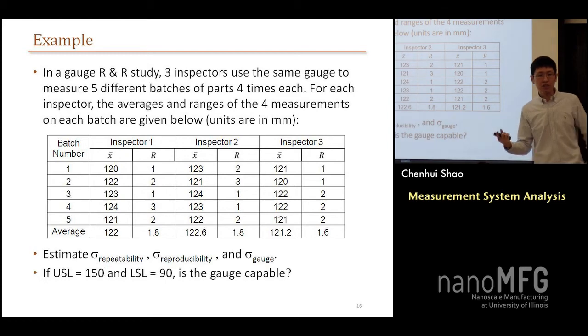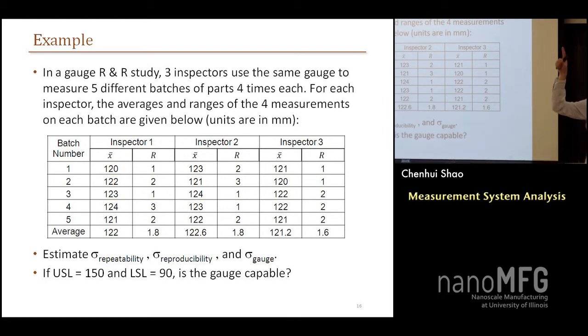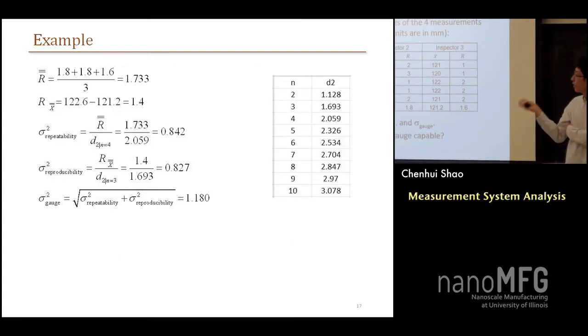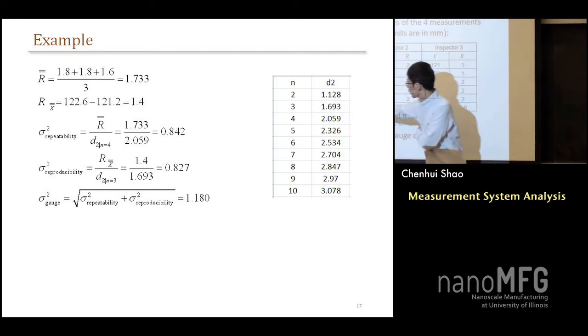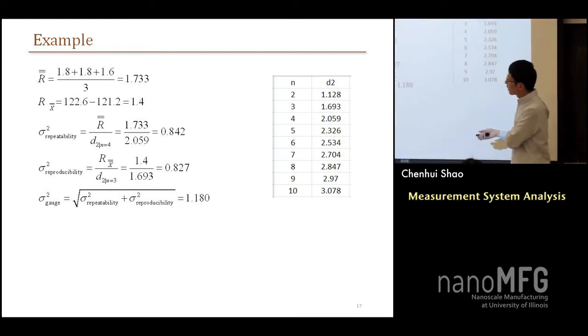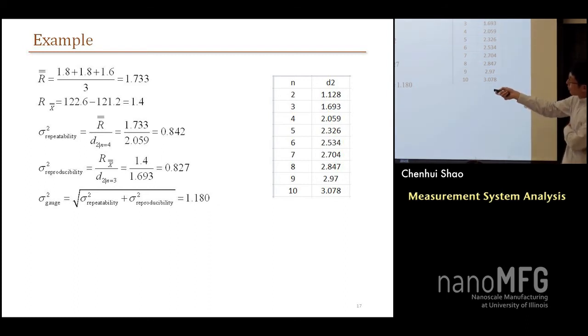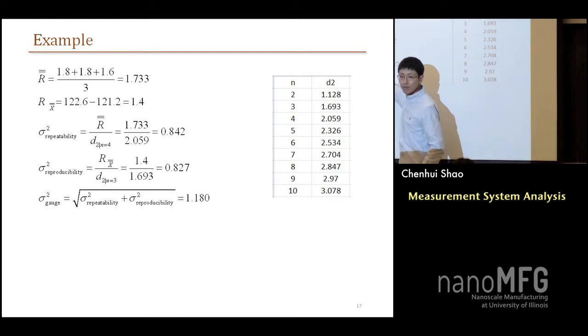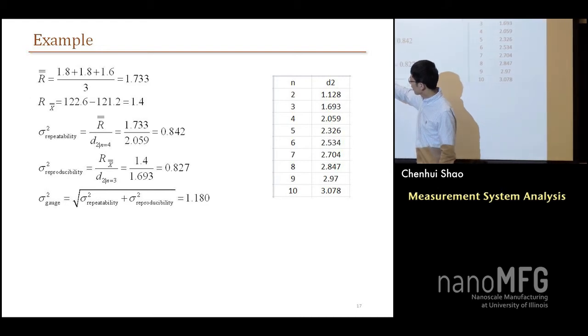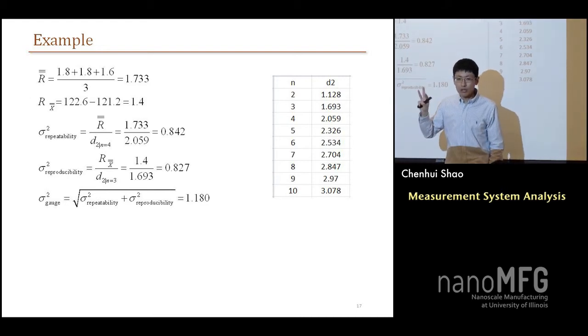We use the equation for sigma hat, which is R bar divided by d2, plugging in the correct sample size. In this example, x R double bar is given by this 1.7, and R x double bar is 1.4. That is the range of these three values. And my repeatability is R double bar divided by d2. The sample size is 4 because we measure each part 4 times, so we have 4 here. For reproducibility, we have a sample size of 3 because we have 3 operators.